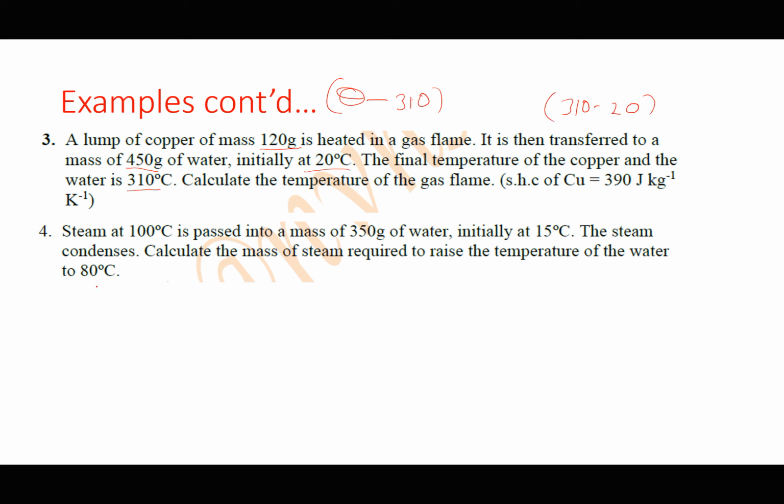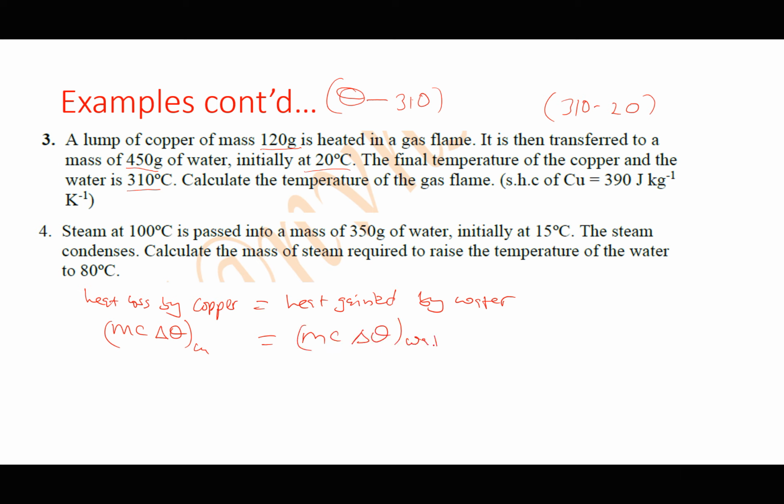So the energy lost by copper is gained by the water, assuming that there is no energy loss to the surrounding. So we are saying heat loss by copper should be equal to the heat gained by the water. Here there is a change in temperature, so this will be mass times specific capacity times change in temperature. This is for copper, and this will be equal to the mass times specific capacity times the change in temperature, and this will be for water.